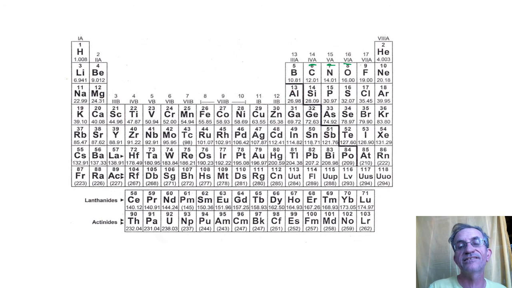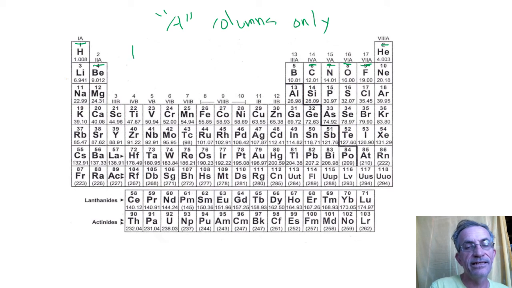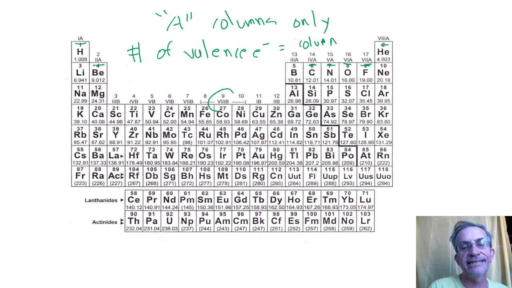4A, 5A, 6A, 7A, 8A, 1A, 2A. For the A columns only, the number you see, the Roman numeral, is the number of valence electrons. The number of valence electrons is the same as the column number. Now, for the B guys, we're not going to talk about the B guys much in the next chapter, so I won't worry about them. So what I'm telling you is going to help you out a lot, because we're only going to worry about the A columns. The number of valence electrons equals the column number.